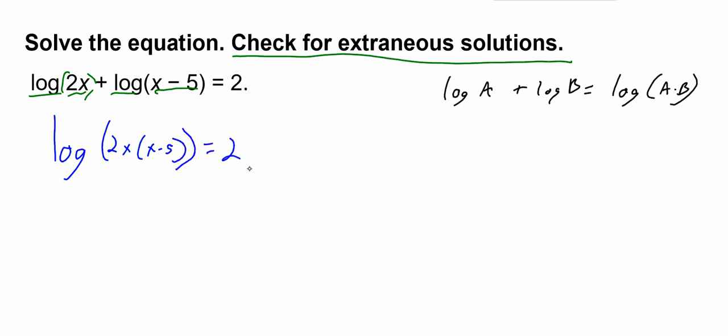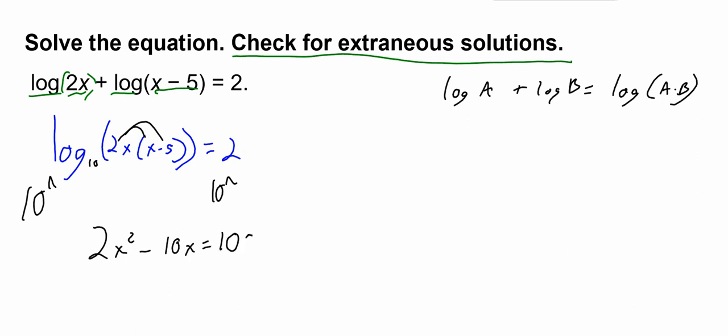equals 2. Okay. So then, remember, it's not written, so it's assumed that this is base 10. So I'm going to do 10 to this power, 10 to this side. That'll cancel out the logarithm on the left side, and I'm just left with the argument. I'm going to distribute that 2x to both terms, so I'm going to get 2x squared minus 10x. Well, 10 squared is 100.